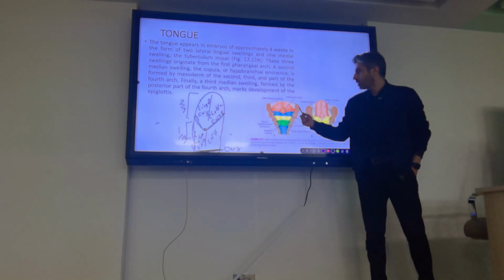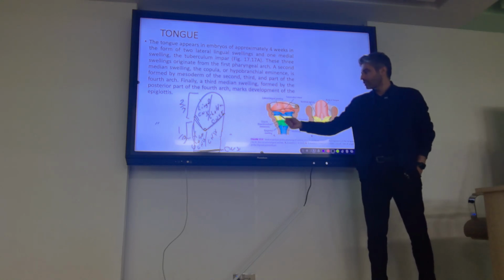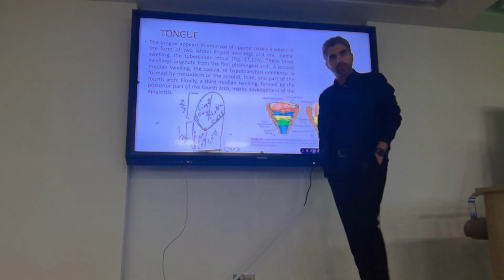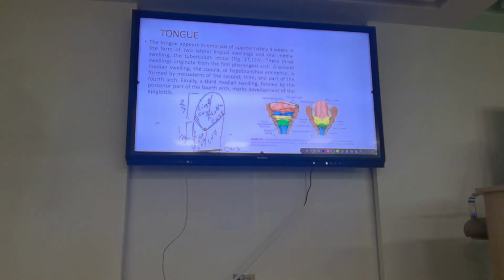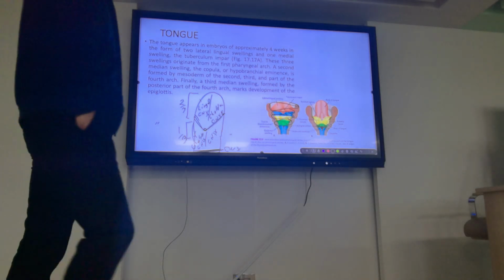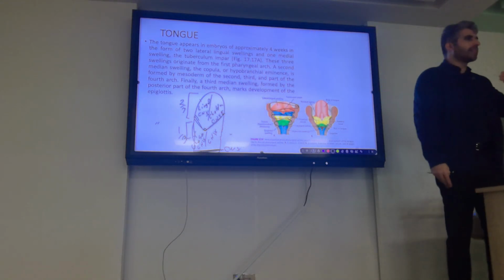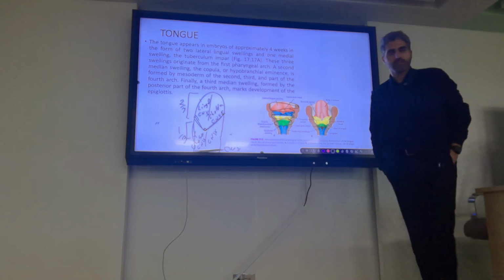Look at the picture: arch number 1, arch number 2, arch number 3, and arch number 4. So we have 4 arches, and we can see the nerves from these 4 arches: trigeminal nerve, facial nerve, glossopharyngeal nerve, and vagus nerve. Vagus nerve at the end, and just the superior laryngeal, arch number 4, not arch number 6.